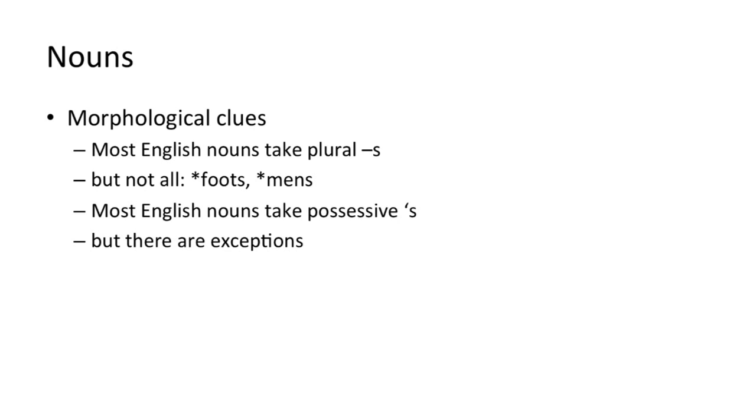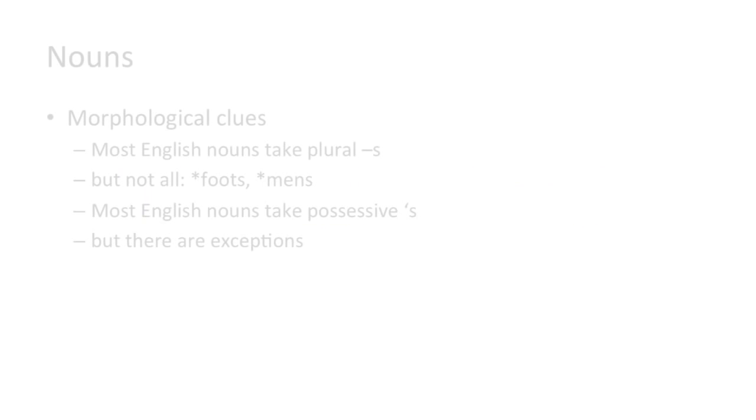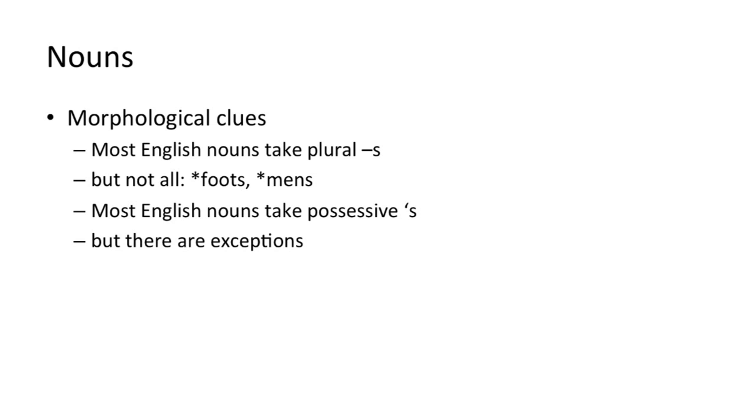What this means is that the plural S clue only works in one direction. If you can make a word plural by adding S, then it's a noun. But if you can't make it plural by adding S, that doesn't necessarily mean it's not a noun. We'll have to look for other clues in that case. Most nouns in English can also take another kind of S, the possessive. In the girl's book, the S is telling us that the girl owns the book. But again, there are exceptions to this.